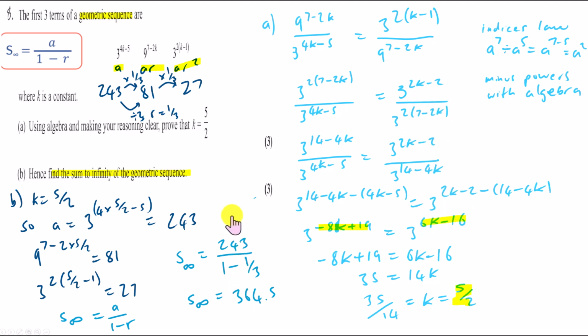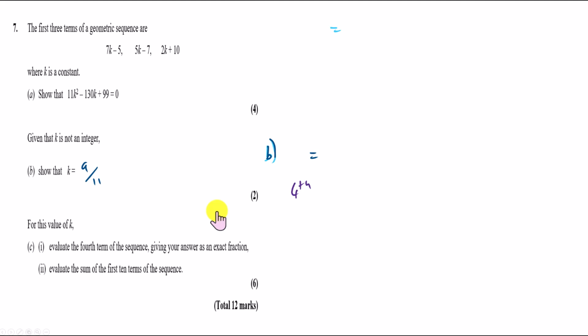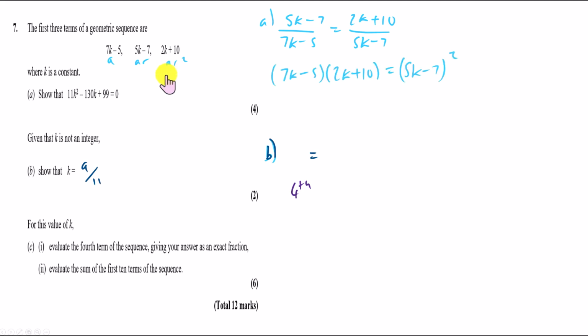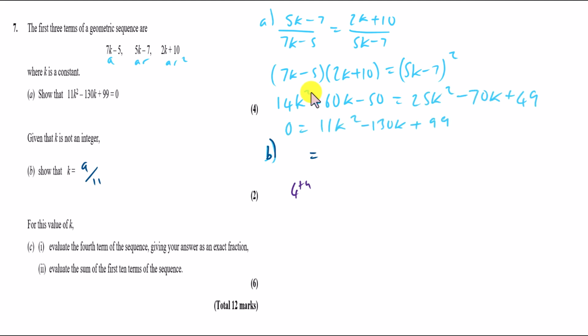Now here's a question for you to try on your own. Make sure you can get that skill. Pause the video, give it a go. Now I'm going to go through it. Remember from before, you've got A, AR, AR squared. Set your ratios up. This divided by this equals this term divided by this term. Set equal to each other and expand and rearrange, and then you'll get that answer. Once you've shown that, that's 4 out of 4.